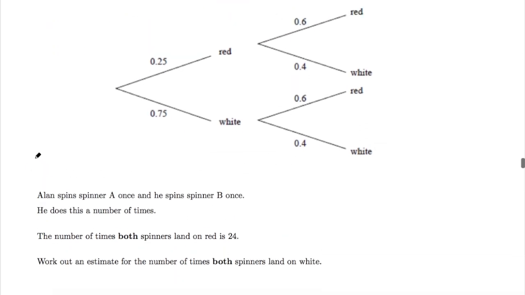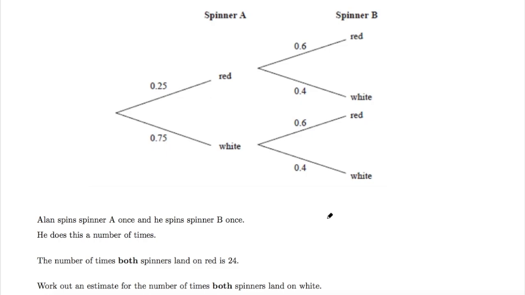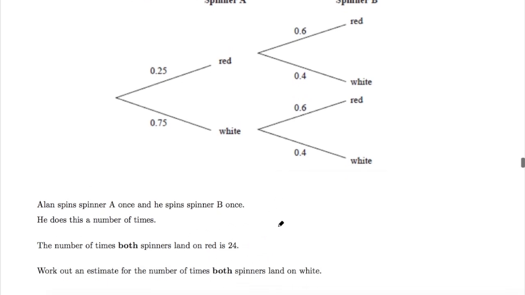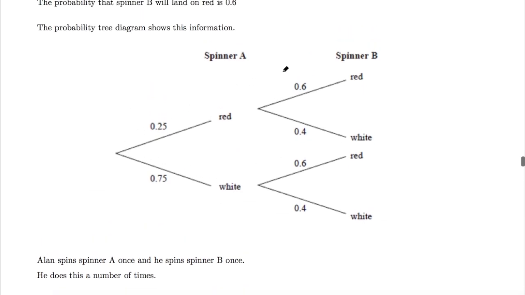The rest of the question says, Alan spins spinner A once and he spins spinner B once. He does this a number of times. The number of times both spinners land on red is 24. Work out an estimate for the number of times both spinners land on white. So he's spun the spinners a number of times. We're not told how many times, but we are told that it lands on red 24 times. Based on this tree diagram, we can work out the number of times he's spun it using these probabilities.